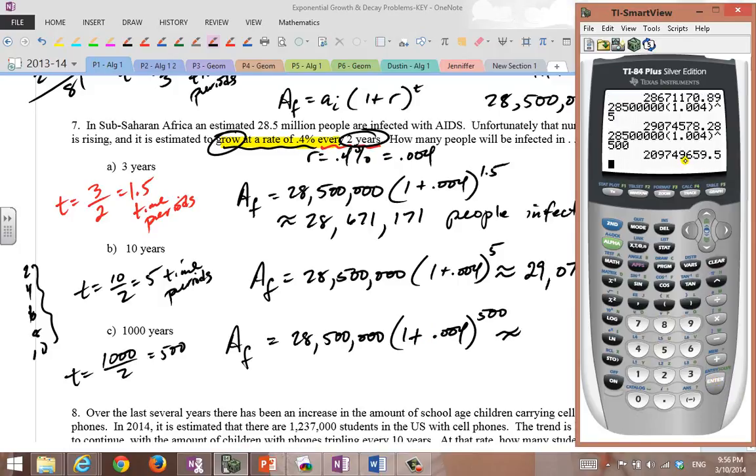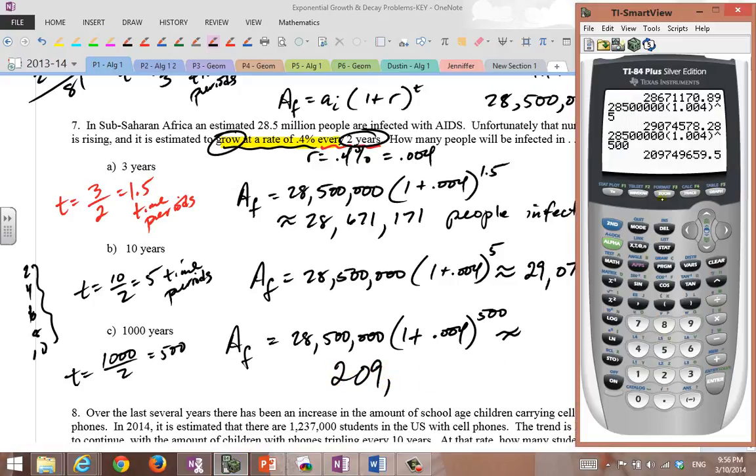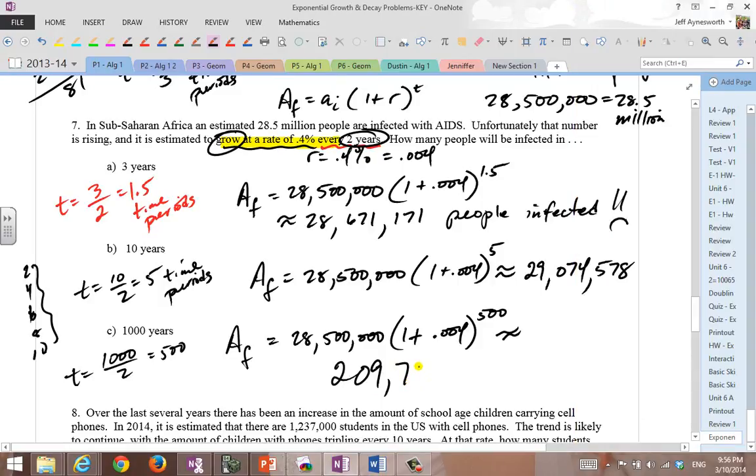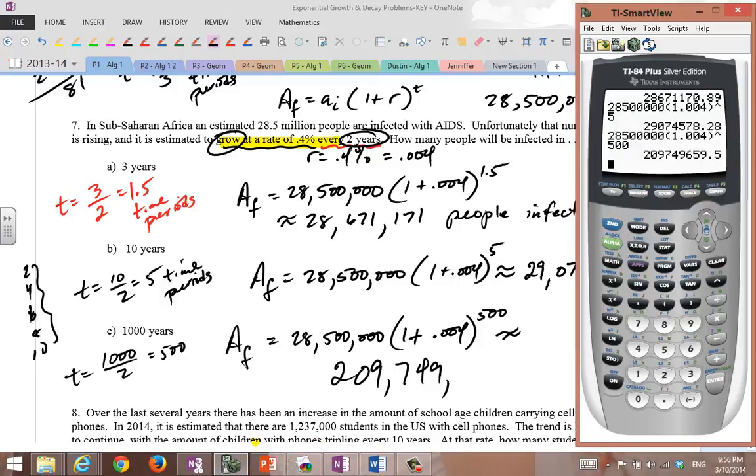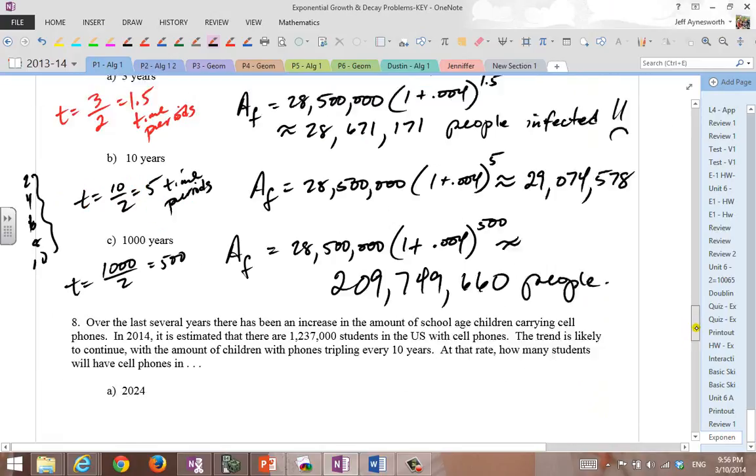Okay, so here, every 3 digits, so 209,749,660 people. All right, that's a lot of people, and I don't know how many people are in Africa. We'd have to go research that, but that's a huge number of people, guys. And that's a really bad situation. I don't think you want to be in Africa with this kind of epidemic going on.